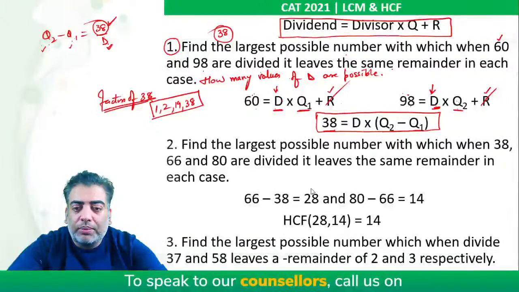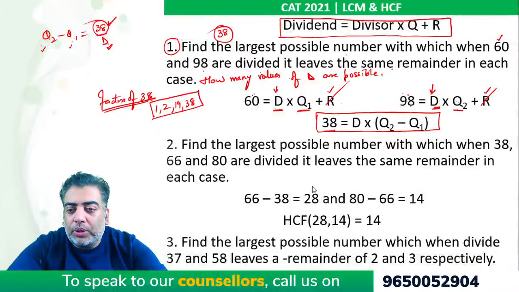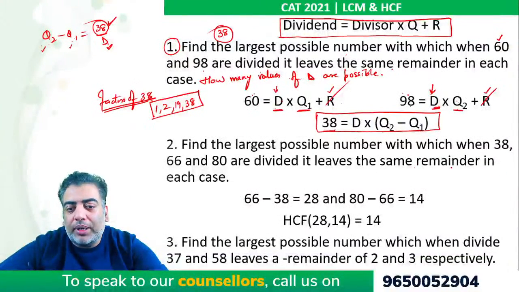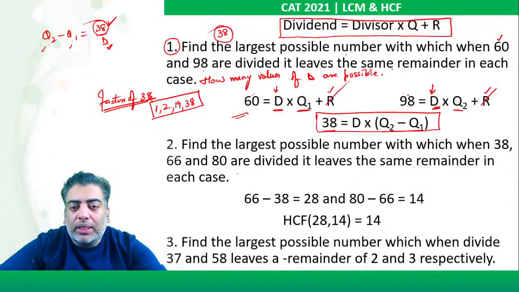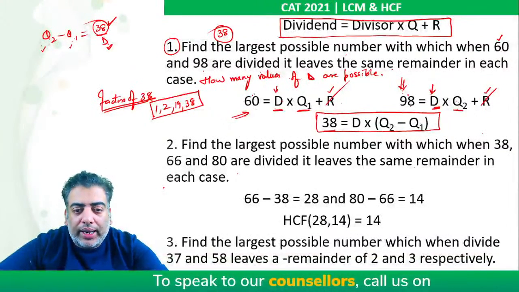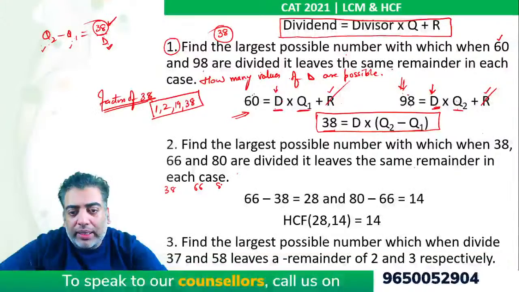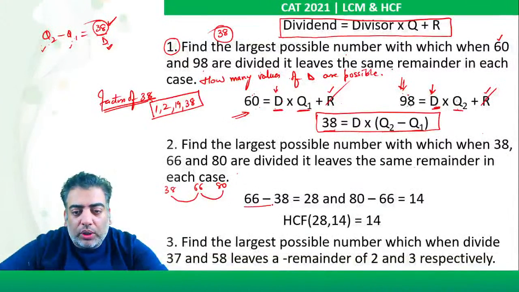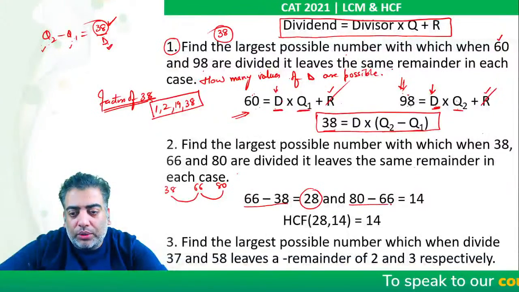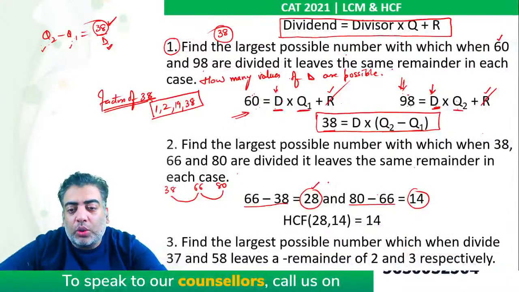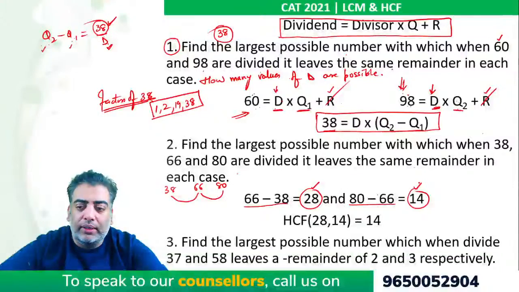Okay, now in question number 2 he says, find the largest possible number with which when 38, 66 and 80 are divided, it leaves the same remainder in each case. So working on the same concept that we used in question 1, we have to do the same here. So 38, 66 and 80 are three numbers. Here we subtracted two of them, so similarly you subtract any two and any other two. So the difference of these two is 28, the difference of these two is 14.